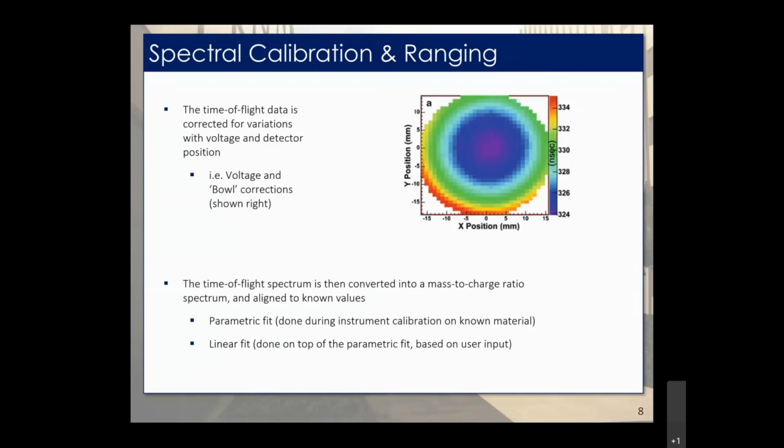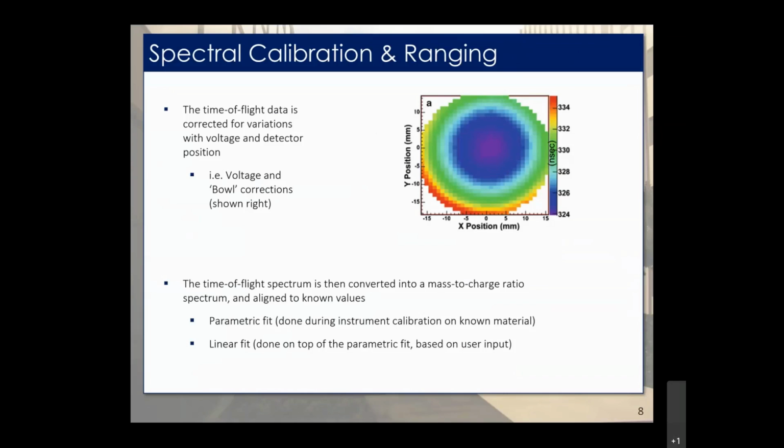And just to show a little map there, I'm showing what a bowl correction looks like. Basically, the different flight paths will come from being at different parts of the tip and the projection of that course through the electrostatic field. So these are slight corrections in time of flight to improve that spectra.